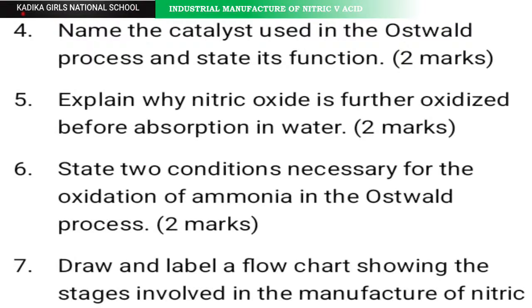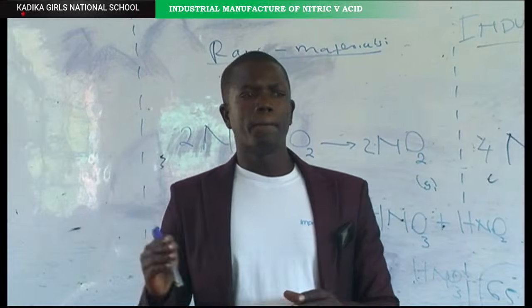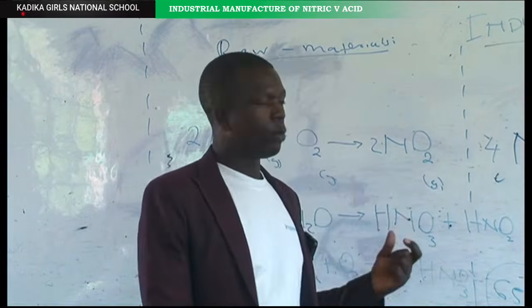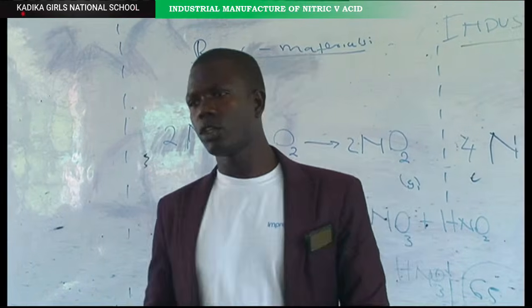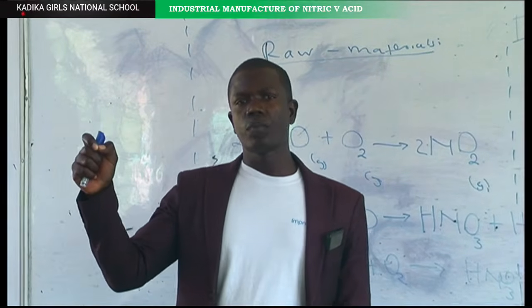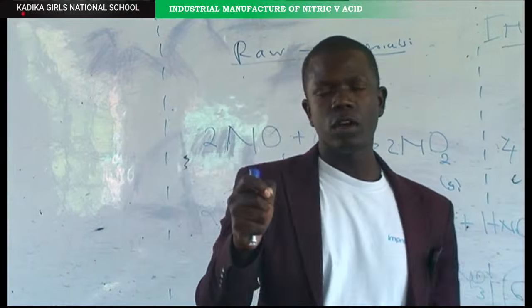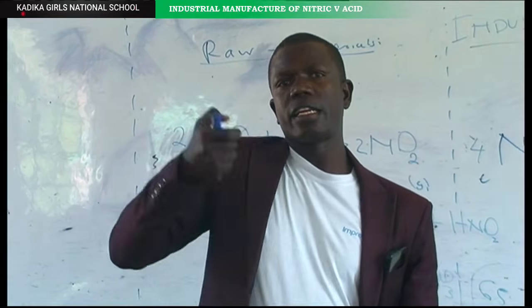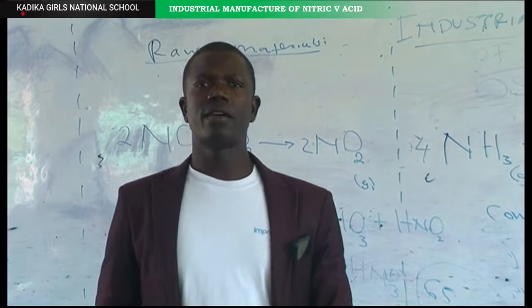Then finally, maybe to end up, explain why nitrogen 2 oxide is oxidized before it is absorbed in water. Why do we oxidize nitrogen 2 oxide to nitrogen 4 oxide before we absorb it with warm water? We do that because nitrogen 2 oxide is only slightly soluble in water. So we need to oxidize it to nitrogen 4 oxide so that it can react with water to produce nitric 5 acid.